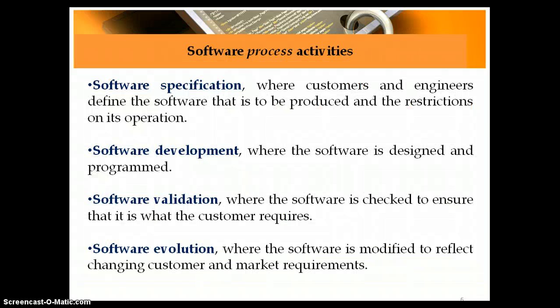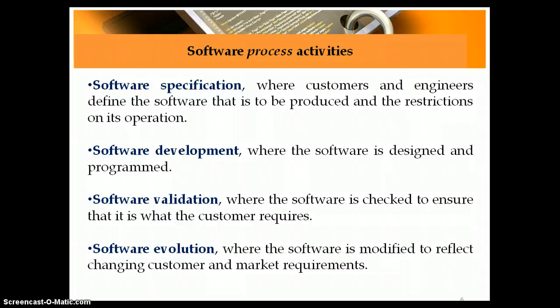Software process activities. Sometime before I have mentioned these names: software specification, software development, software validation, software evolution. First of all, software specification, where customers and engineers define the software that is to be produced and the restrictions on its operation. In the specification, basically we collect and refine our requirements. Software development, where the software is designed and programmed.